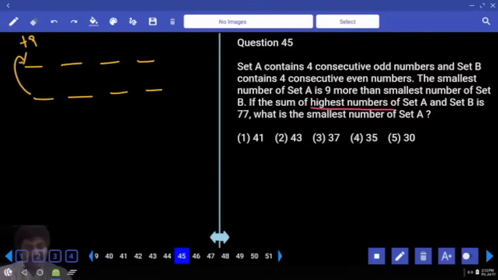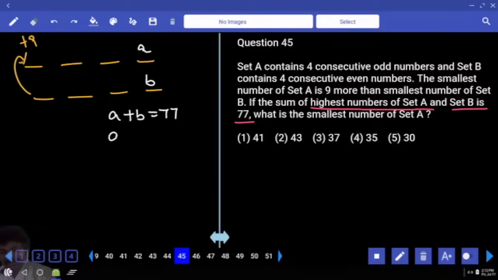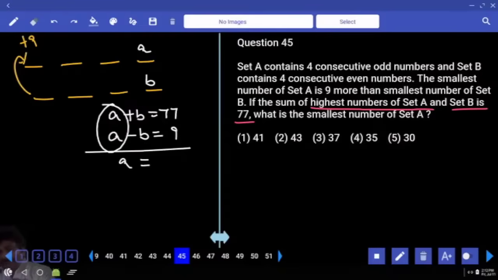The sum of the highest number in set A and set B is 77. Let's say it is A and it is B. A plus B is 77 and we know that A minus B is 9. The smallest number in set A is what we need. Let me calculate the A value first. How do you get the largest one? Sum divided by 2. The sum is 86, divided by 2, 43.